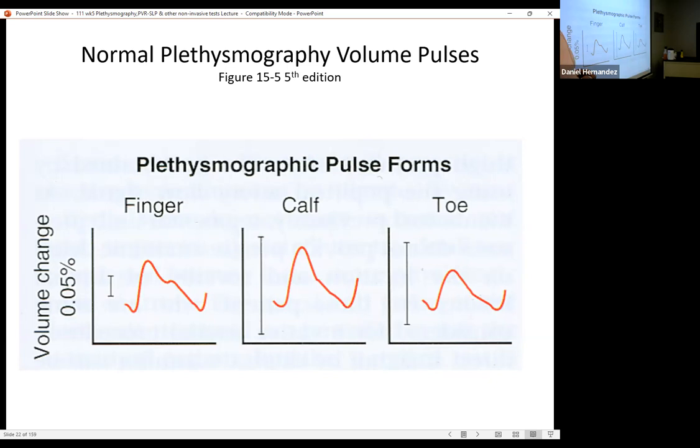So this is just showing our normal plethysmography volume pulses. One thing to take away is that the amplitude, the size of that waveform, is going to be larger in the calf than in the finger or the toe, just because it's more volume of blood being displaced, so we get a larger tracing. Keep that in mind. But you're looking for the features of that waveform. So even though it's small, it should still have the same similar features.